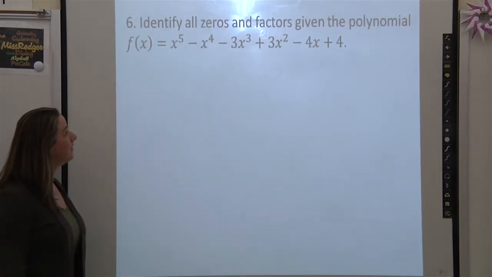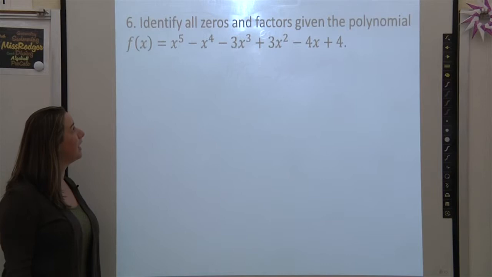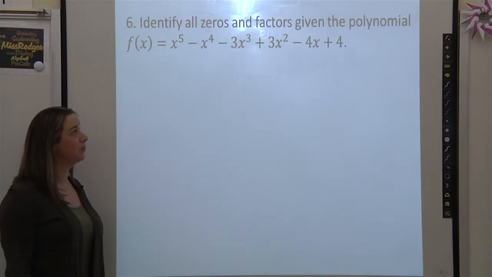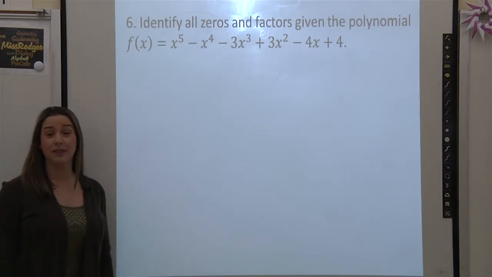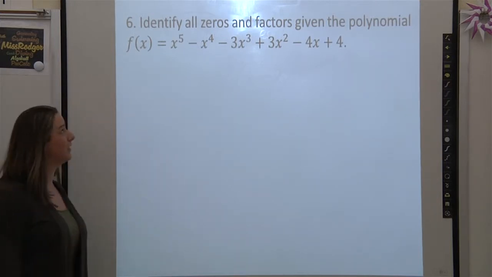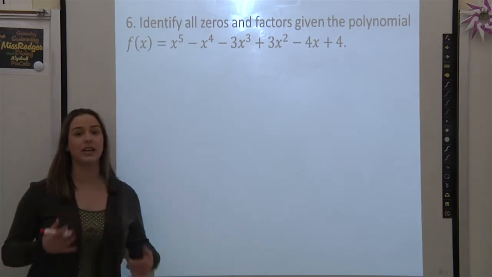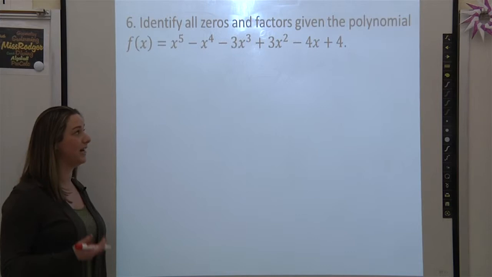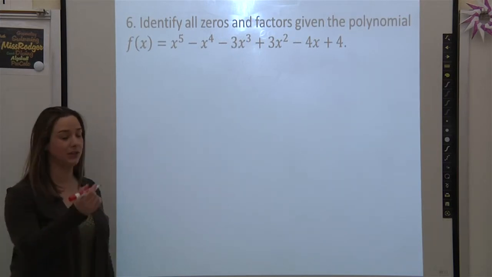Identify all zeros and factors given the polynomial x to the 5th minus x to the 4th minus 3x cubed plus 3x squared minus 4x plus 4. So we have a 5th degree polynomial here, which is going to mean that when we work out synthetic division and break this down, it is definitely going to take more steps and more thinking to build it.